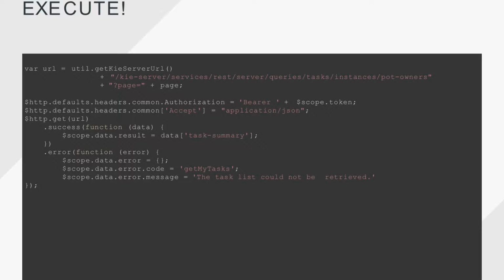This example is showing retrieving from the query API. So the KIE servers have a built-in query API that allows you to interact with that underlying data in a powerful way. You can develop custom queries. You can interact with some of the stock queries. Here we're just pulling back whatever tasks are assigned as a potential owner to me, the user.